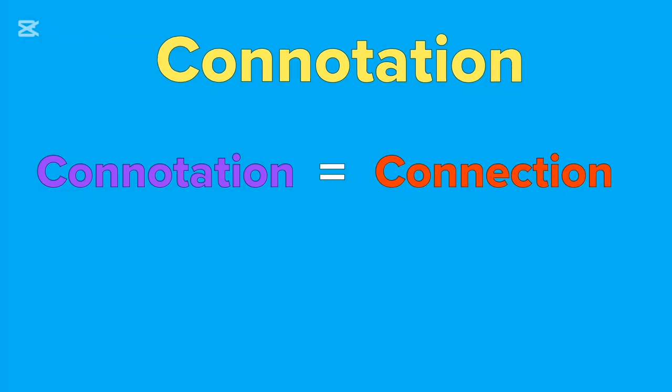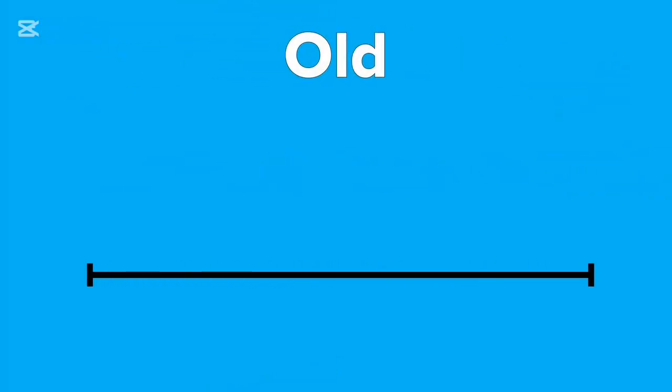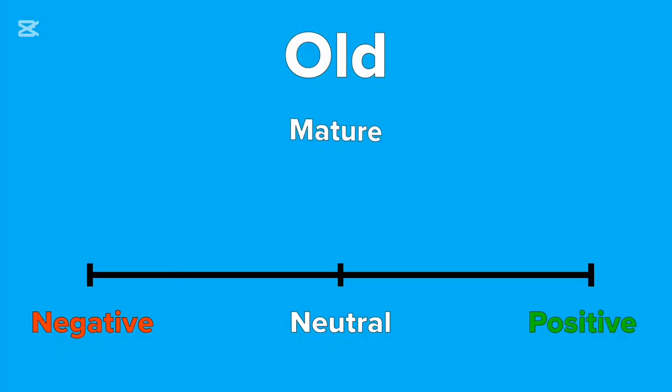Let's look at an example together. The word old. We're going to make a connotation scale here, and we're going to label it with negative, positive, and neutral right in the middle. The word old has various synonyms. Some of them have different connotations.